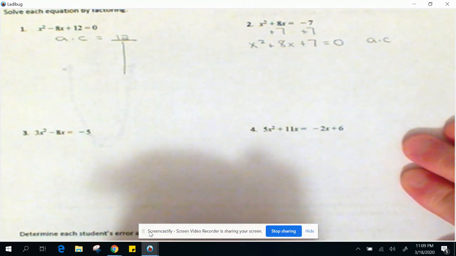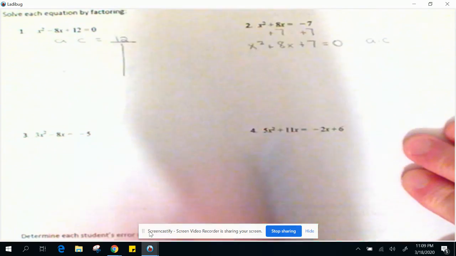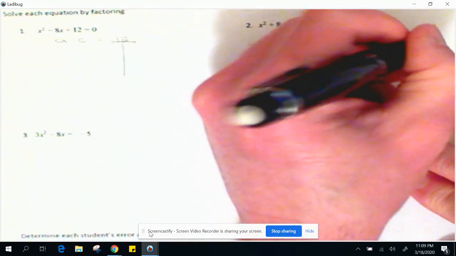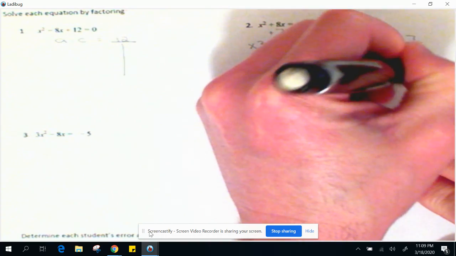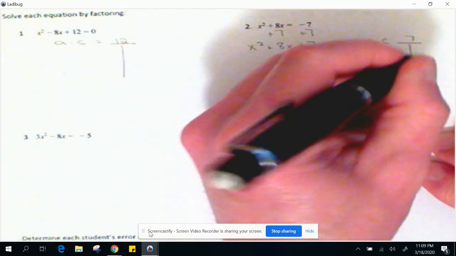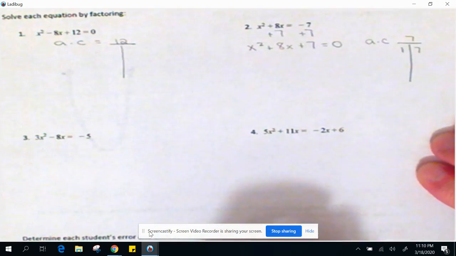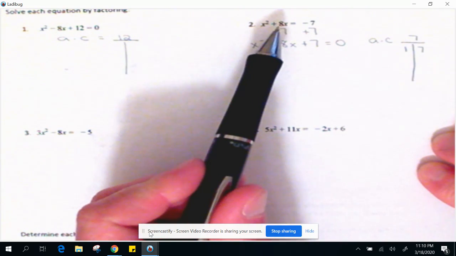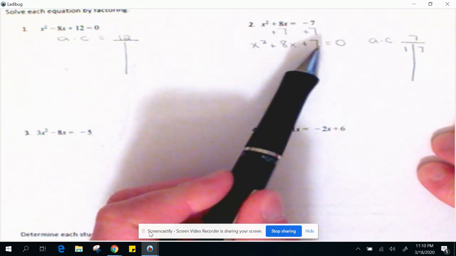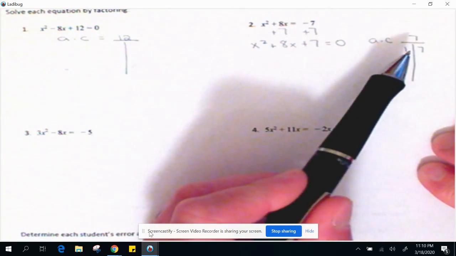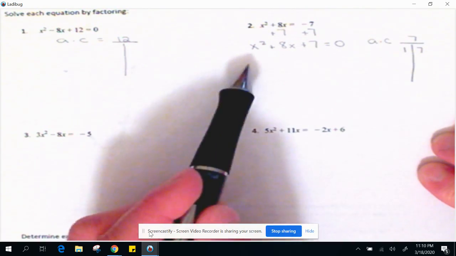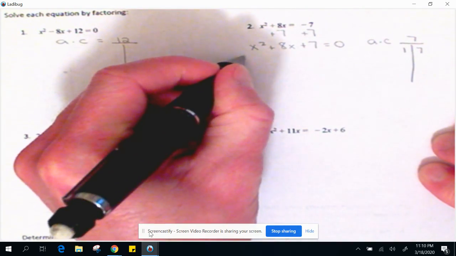A times c here is positive 7. Factor pairs, right? This is a great one because we have one factor pair, 1 times 7, but we need it to add to 8. And it's positive. So the good thing is together, these two positive values will make that. So this is easier to see the factoring piece.